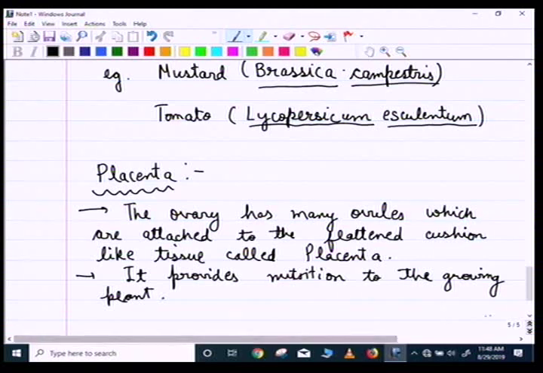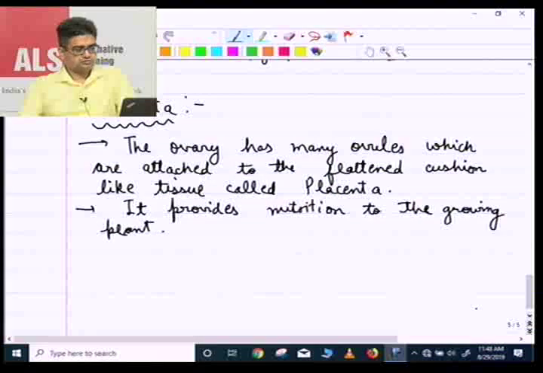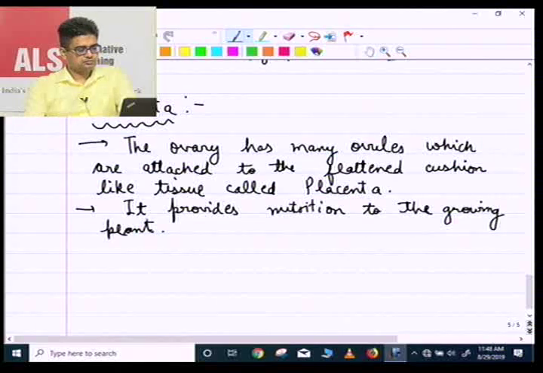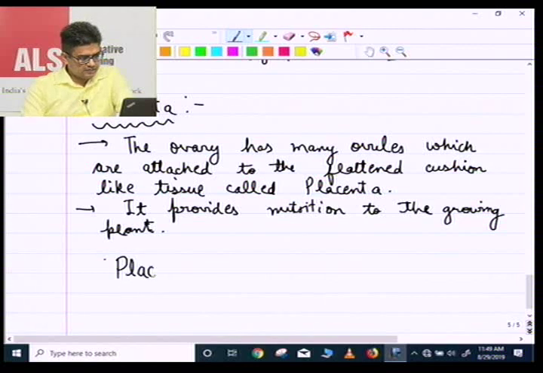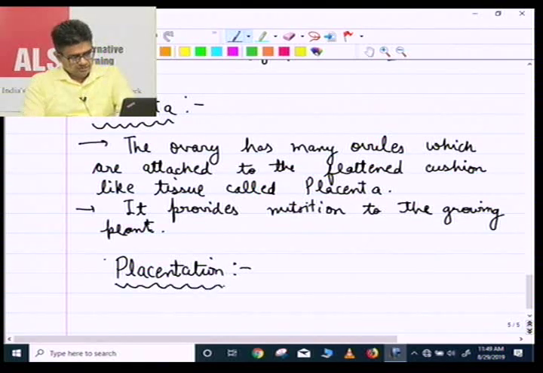Now we should write about gynoecium. Write about arrangement of ovules on the placenta, or the arrangement of ovules within the ovary. Okay. Please put the heading placentation. Placentation is not the arrangement of placenta, it refers exactly to the arrangement of ovules.